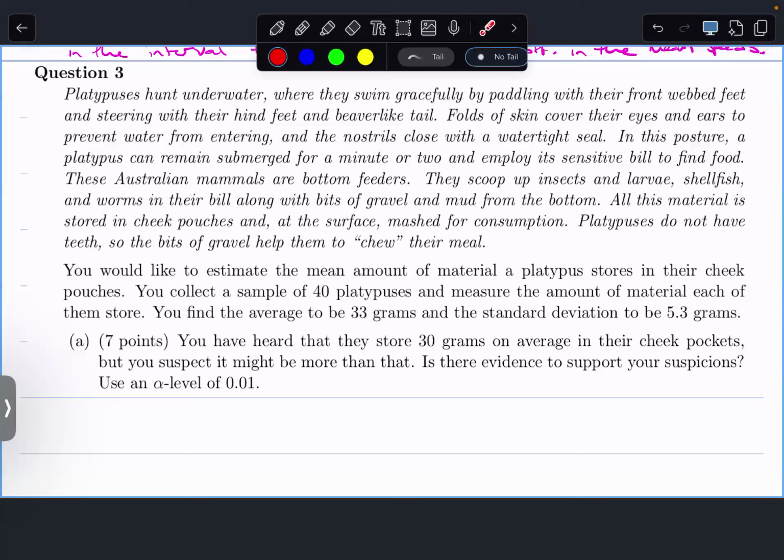Such a funny animal. But you would like to estimate the mean amount of material a platypus stores in their cheek pouches. You collect a sample of 40 platypuses and measure the amount of material each of them stores. You find the average to be 33 grams with a standard deviation of 5.3 grams.